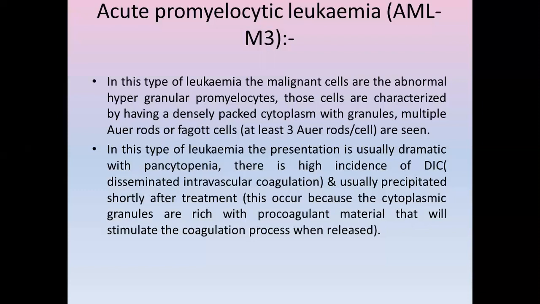Here, at least 3 Auer rods, even I can find 4, 5, 10, at least 3 Auer rods per cell are seen. These I name faggot cells. So what are faggot cells? Faggot cells are malignant promyelocytes that contain multiple granules, multiple Auer rods, at least 3 Auer rods per cell, and are named faggot cells.